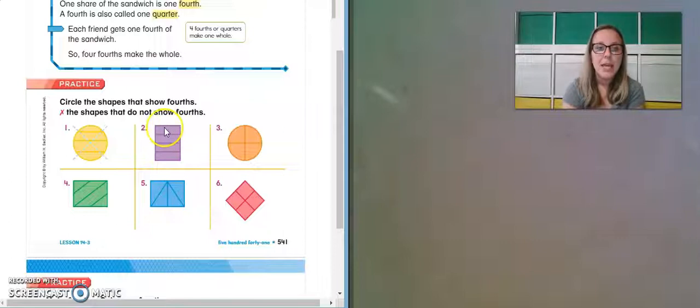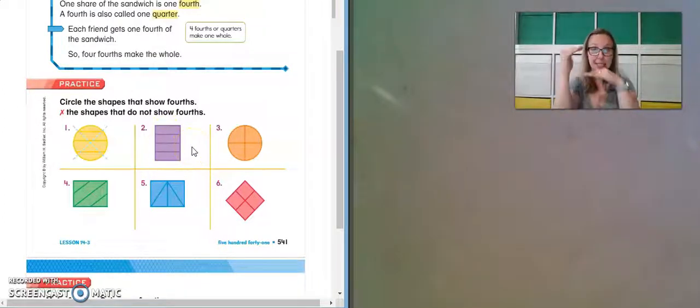Okay. This next one is a rectangle, and you can see they split it into 1, 2, 3, 4 pieces. And looking at that, I can see that each of those pieces are the same size and shape. So those are equal shares. They are 4 pieces, so those are fourths. So you can put a circle around that shape to show that those are same amounts or equal shares. Okay?